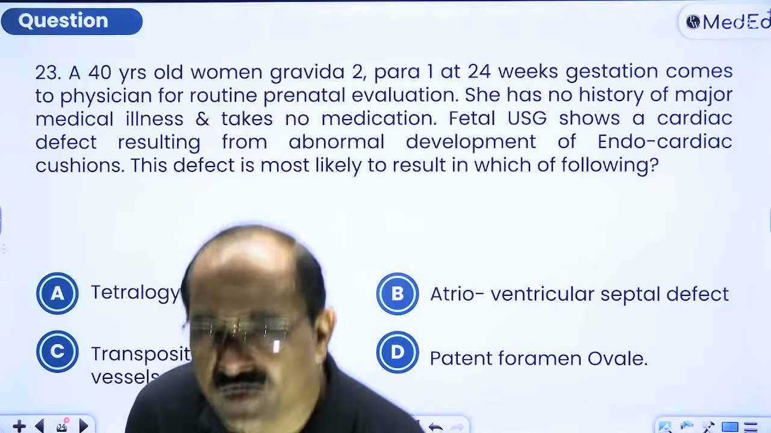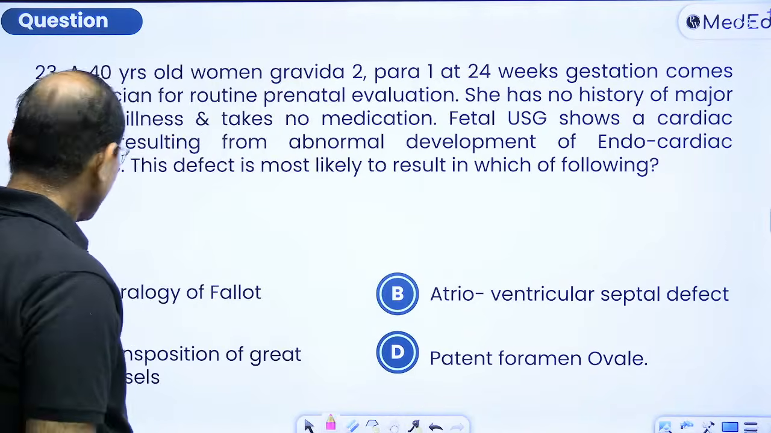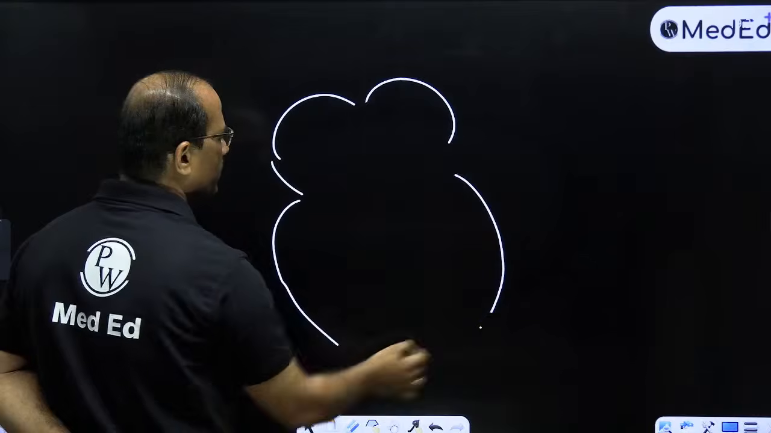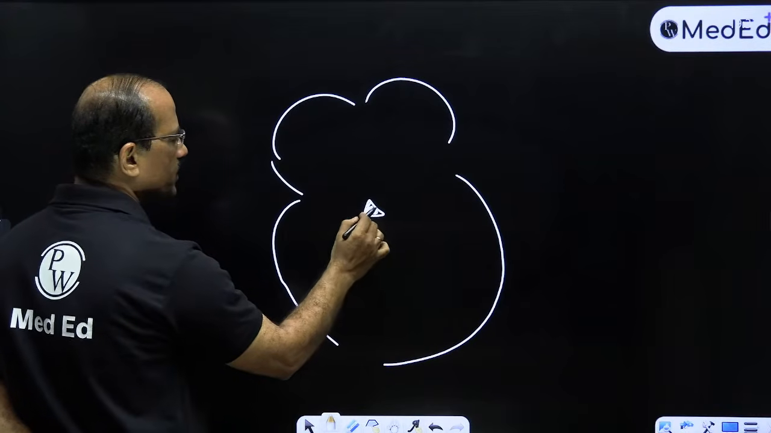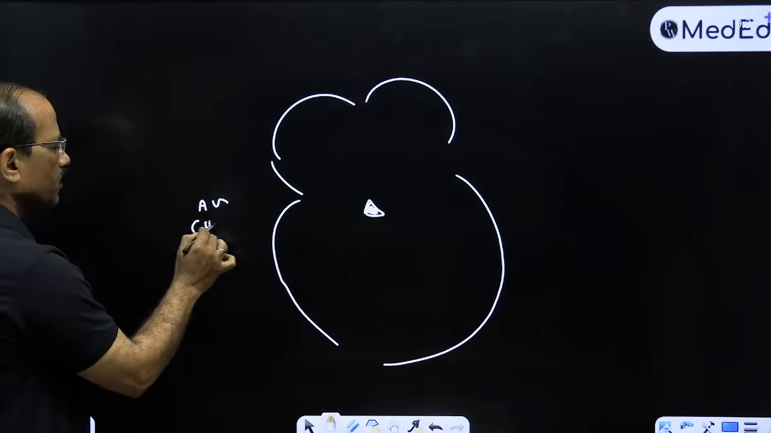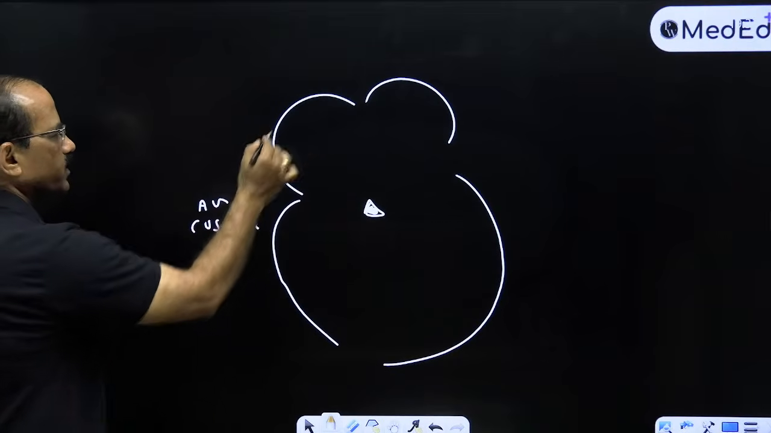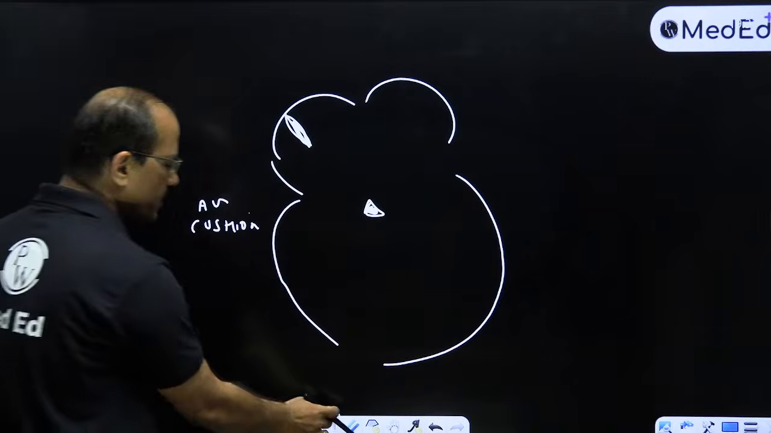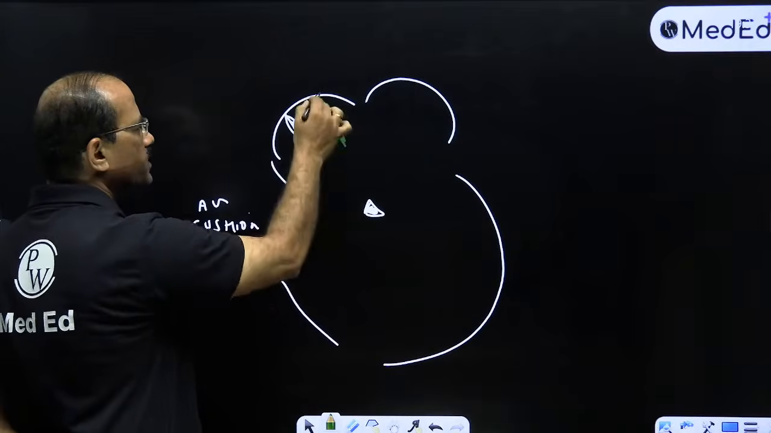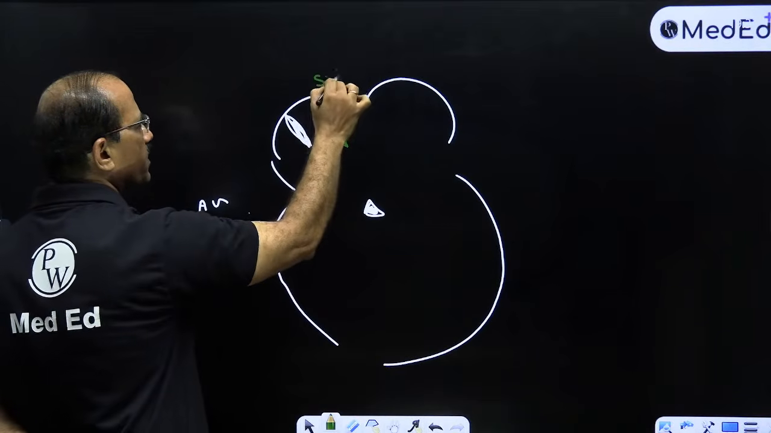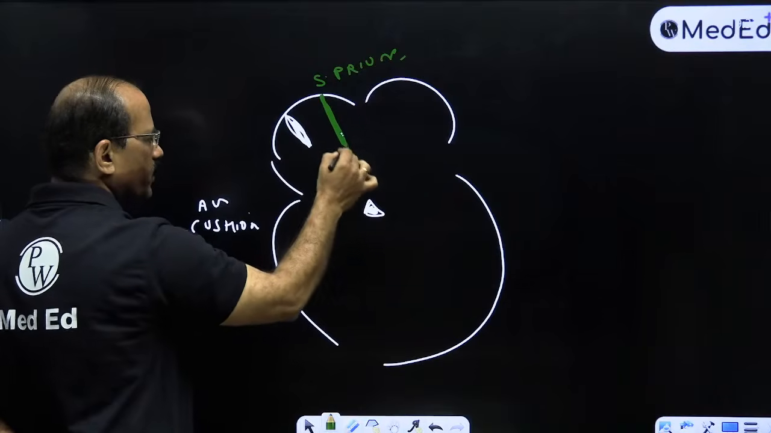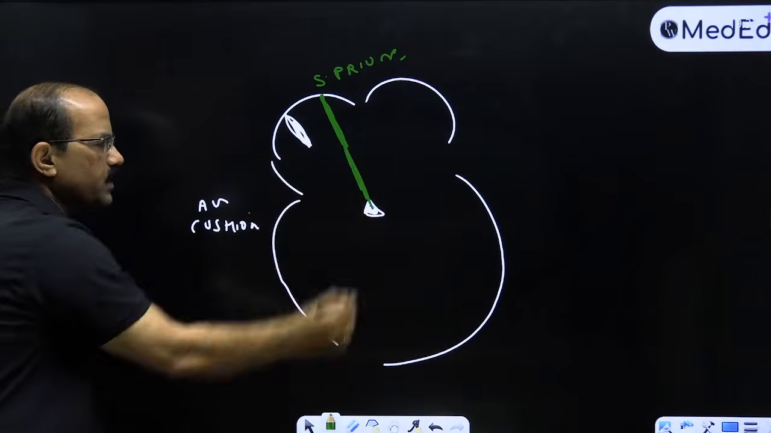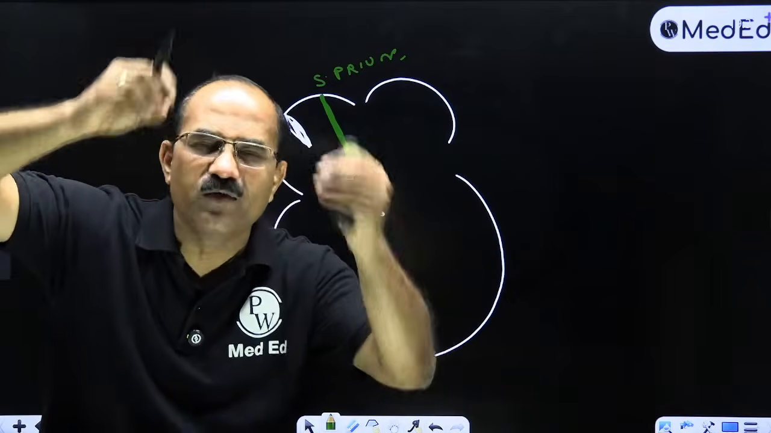Endocardial cushions. Can anyone explain? See, this is the atrium, that's a ventricle, and this is the AV cushion, also called the endocardial cushion. This is the septum spurium. Now what is this septum? The interatrial septum. This is the septum primum. This septum primum will come and fuse with what? The AV cushion. The septum primum fuses with the AV cushion.